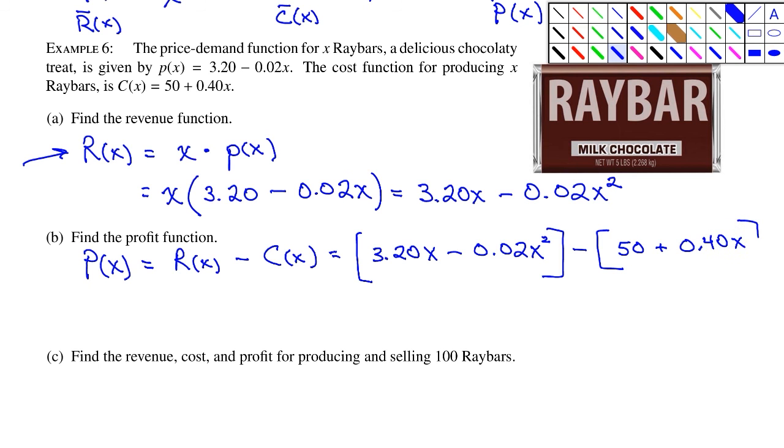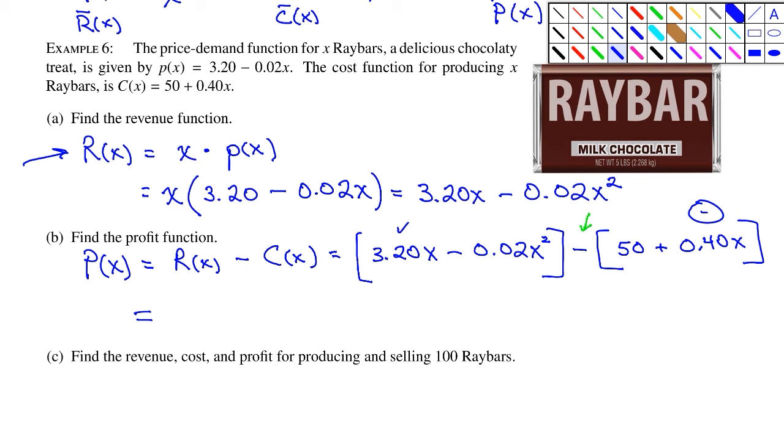0.40x. Notice I'm using these square brackets. That's to keep my revenue and my cost functions separate and delineated. The big reason for that, not the first one so much, but the second one. The biggest problem is people forget to distribute this negative appropriately. So you want to make sure you distribute that negative appropriately to get the right profit function. So when that negative is distributed, the 0.40x becomes negative.